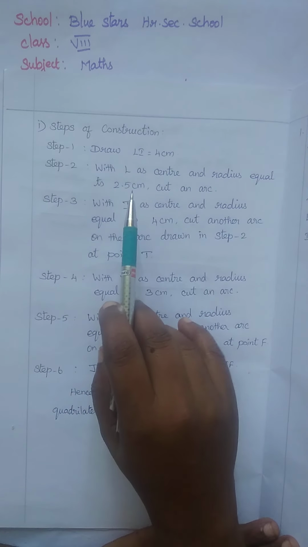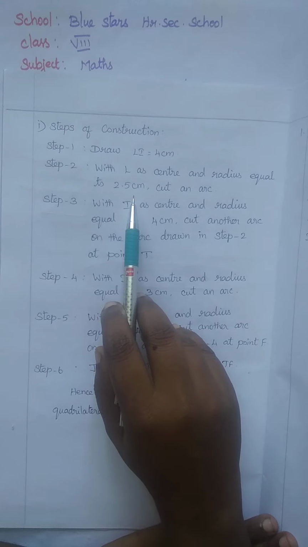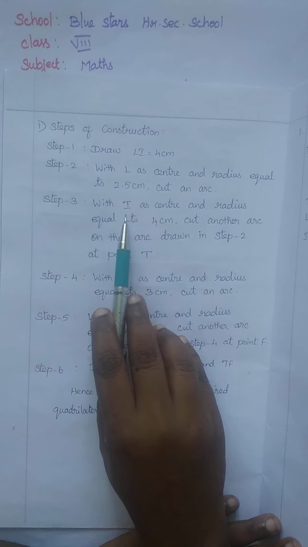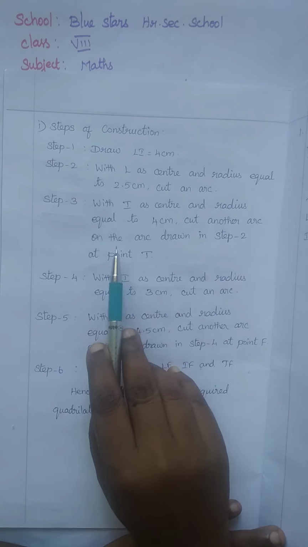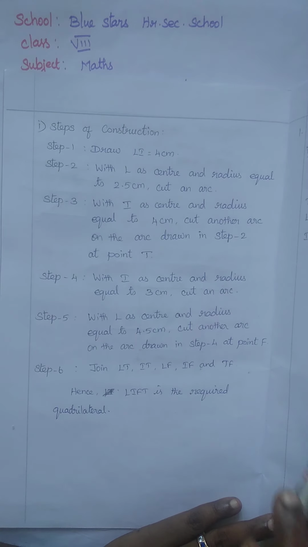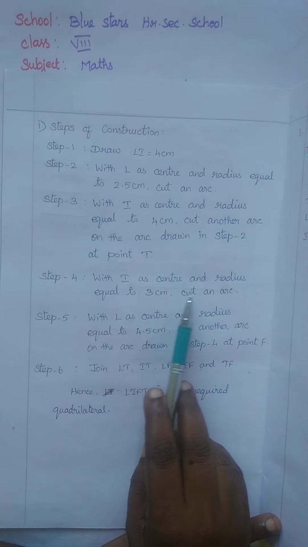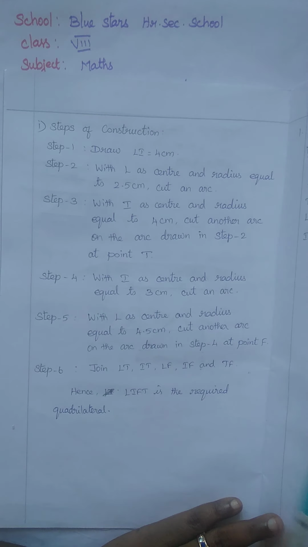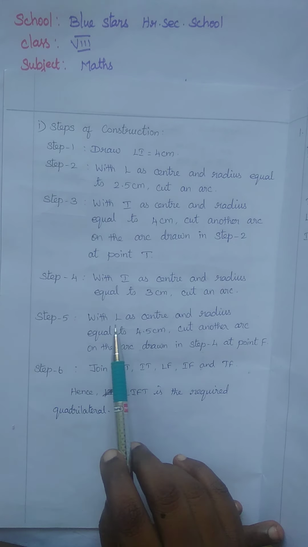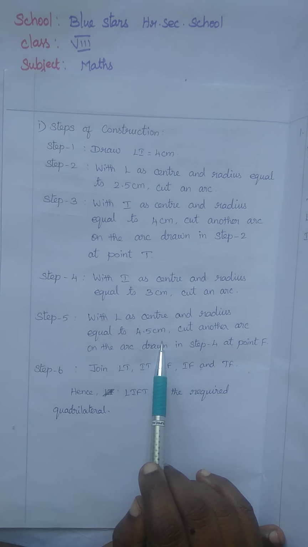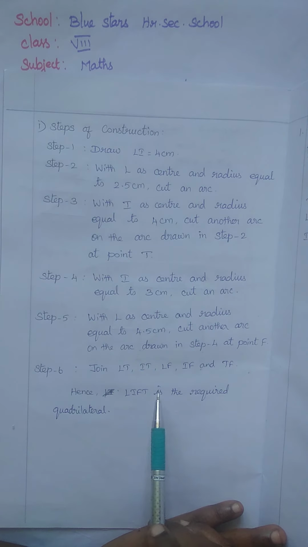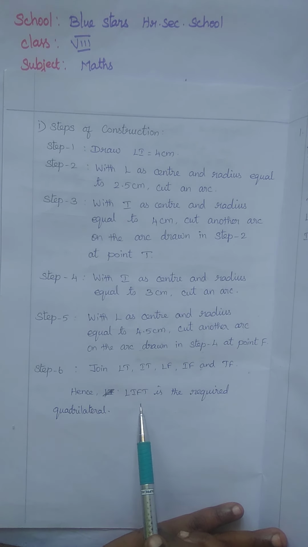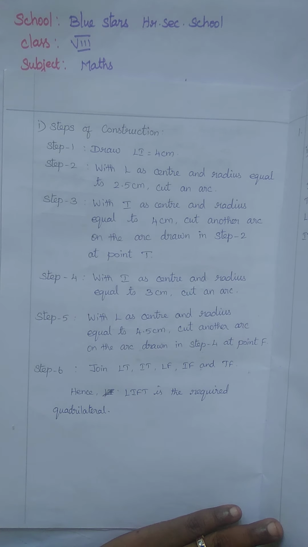Draw LI 4 centimeter. With L as center and radius equal to 2.5 centimeter, draw an arc. Here they have drawn 2.5 centimeter first. Then with I as center and radius equal to 4 centimeter, cut another arc; that arc is drawn in step 2. So this part is completed first. With I as center and radius equal to 3 centimeter, they have drawn that. With L as center and radius equal to 4.5 centimeter, cut another arc on the arc drawn in step 4. Now we have joined all the points. Hence LIFT is the required quadrilateral.